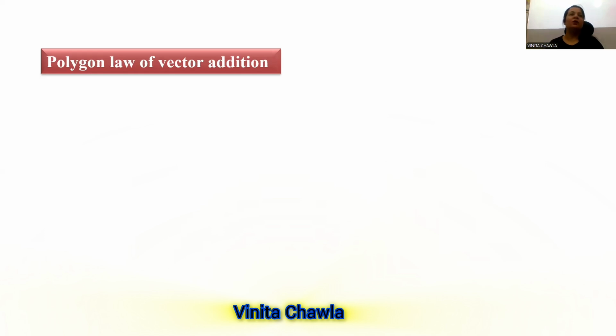Polygon law. The word polygon is for any closed figure. Yes, any closed figure can have any number of sides, right? Pentagon, hexagon, triangle, these are all polygons. So polygon law of vector addition means if we have a number of vectors, then how can we arrange those vectors to find the resultant? Okay.